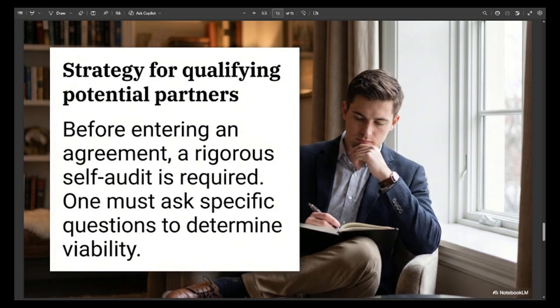Now, this will bring us to what qualifies a partnership. Before you begin to consider partnership, there are things you should put in mind. So, strategic qualifying. Before entering an agreement, a rigorous self-audit is required. One must ask specific questions to determine viability. Is your business worth going into a partnership? Has my business grown to the point where I feel I can handle another person poking into my books? That is your bookkeeping, looking into my ledger. Because if I'm your business partner, I want to make sure that everything is coming correct.